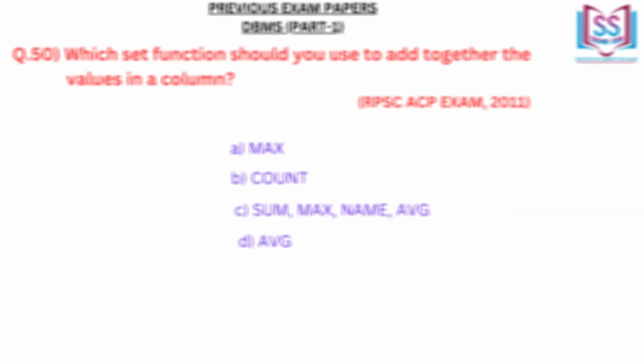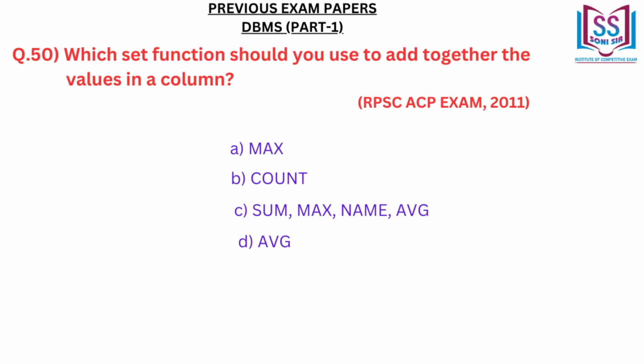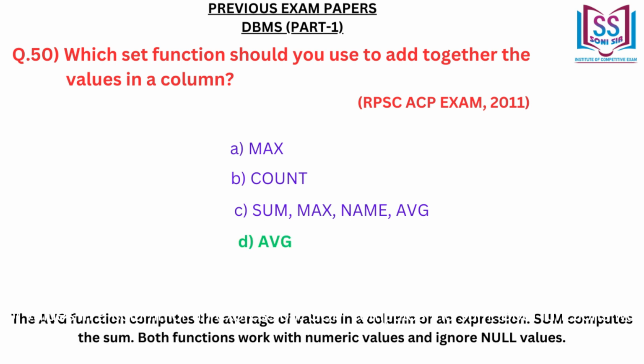Which set function should you use to add together the values in a column? A. Max. B. Count. C. Sum. D. Average. Correct answer D. Average. The average function computes the average of values in a column or an expression. Sum computes the sum. Both functions work with numeric values and ignore null values.